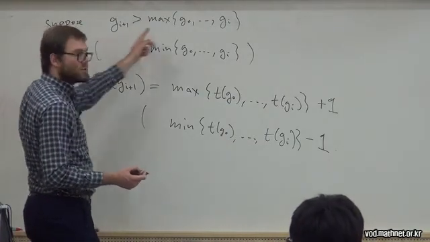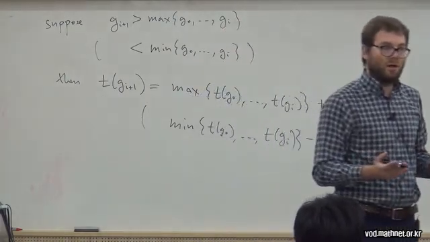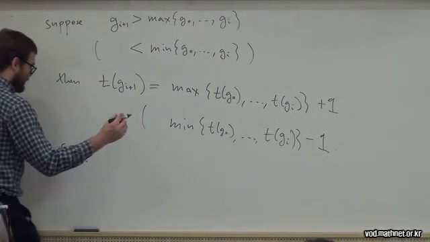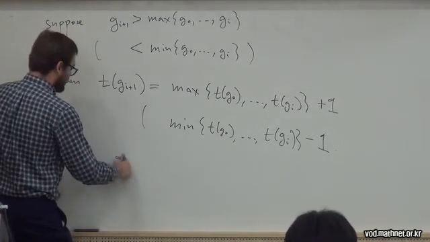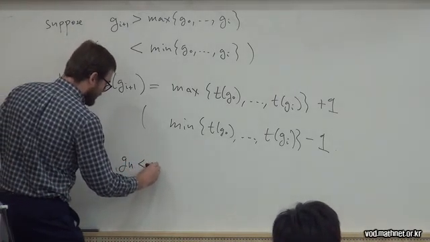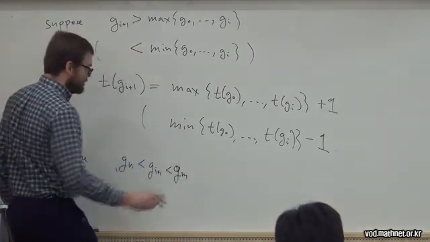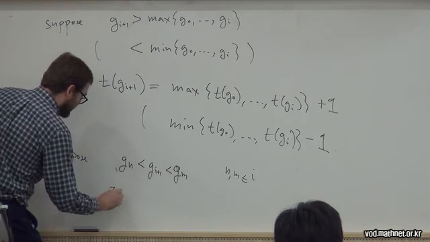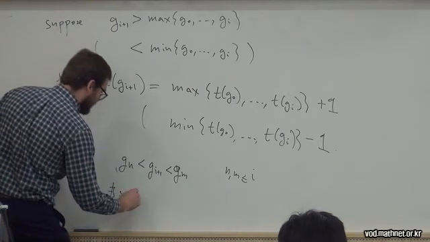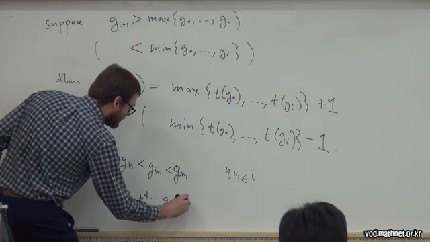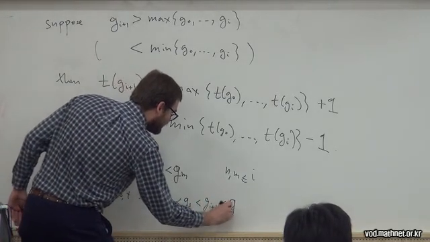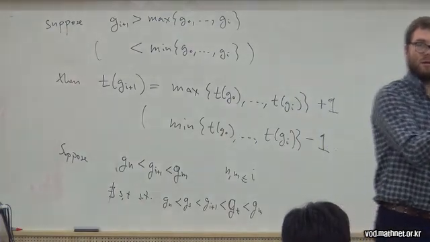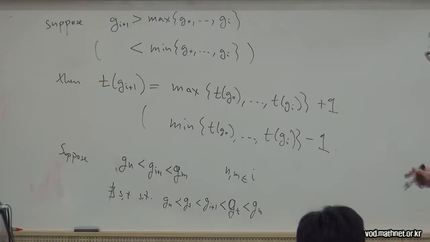It's possible that G_{i+1} lies between two elements which I've already considered. So suppose that G_{i+1} lies between G_n and G_m, for n and m less than or equal to i, and let's say that there don't exist any indices s such that G_n is less than G_s is less than G_{i+1}. So that G_n and G_m are exactly the predecessor and the successor of G_{i+1} in this order on this finite set.